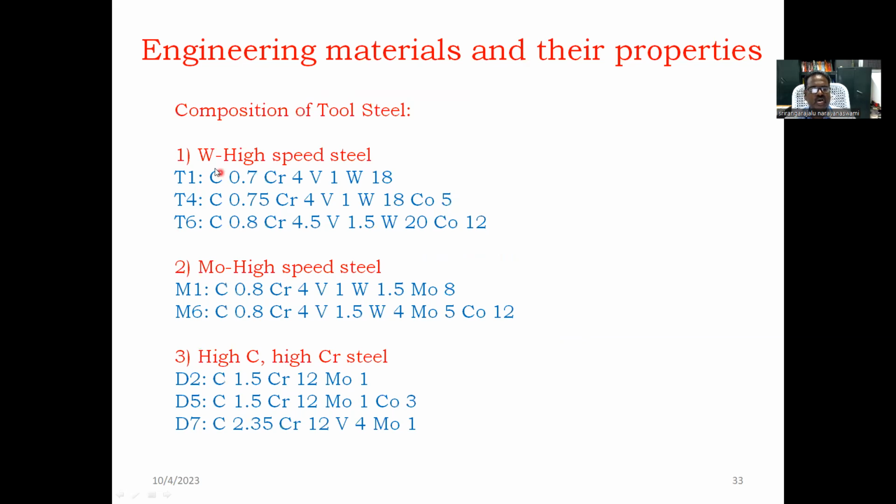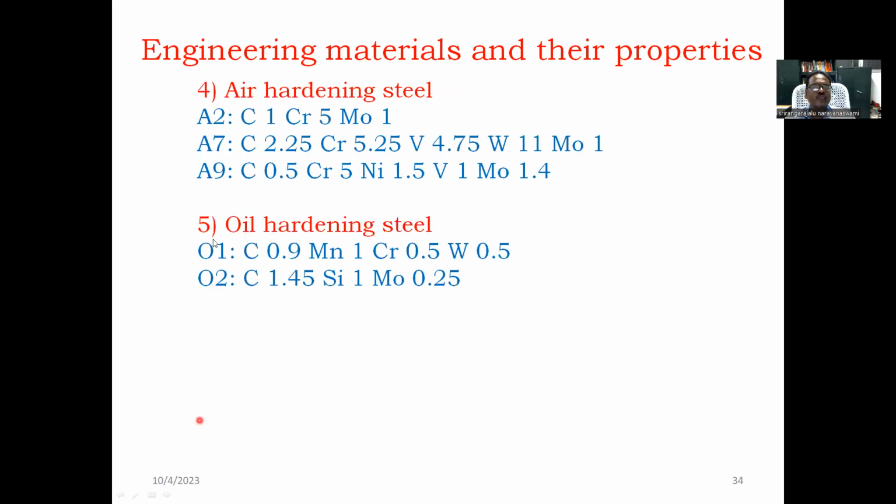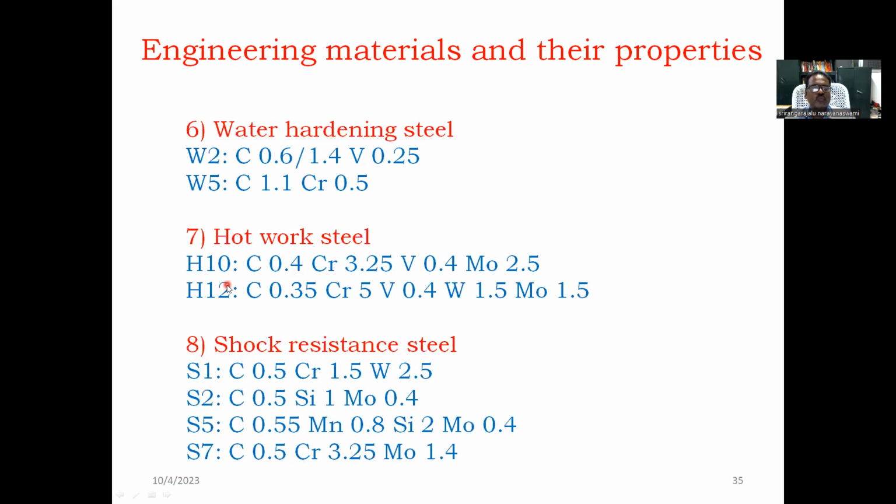Composition of tool steel: W, tungsten high speed steel, T1, T4, T6; molybdenum high speed steel, M1, M6; high carbon high chrome steel, D2, D5, D7; air hardened steel, A2, A7, A9; oil hardening steel, O1, O2; water hardened steel, W2, W5; hot work steel, H10, H12; shock resistant steel, S1, S2, S5, S7, and so on.